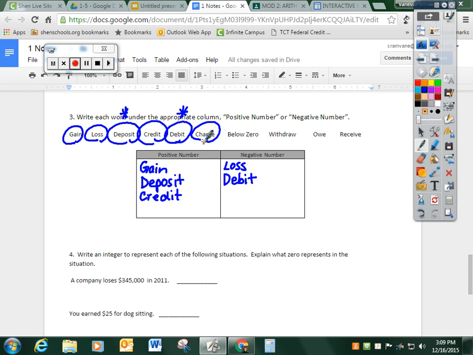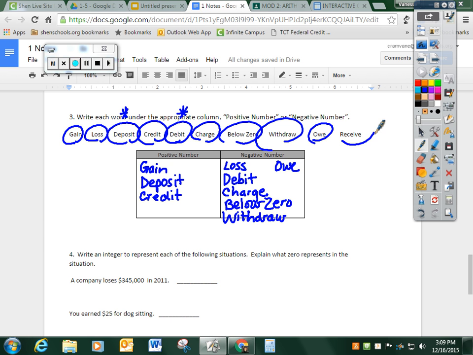A charge is a loss because you are getting charged money. You owe people money. That's negative. Below 0, okay, that's negative. A withdraw means you're taking money out, so that is also negative. When you owe people money, that's negative. You never want to owe people money. And when you receive something, that's positive, okay? So you really want to make sure that you understand these words, okay?